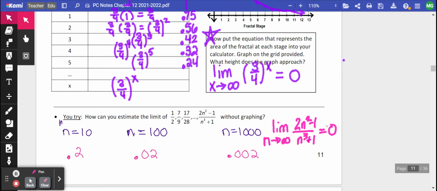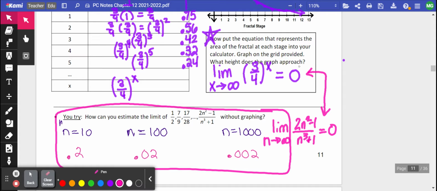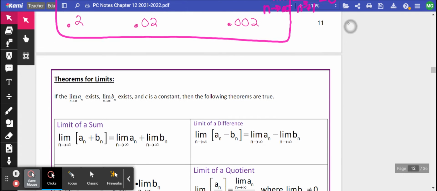So I'm going to say 2 things. First of all, not every limit approaches 0. It's just a coincidence that these two both approach 0. The second thing is, this is not a method we want to have to use. We don't want to have to guess and check and drop numbers in. So we actually have a way to do this, okay? And we can use some rules, and we can apply some rules.